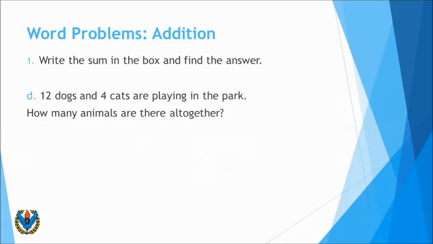Now let's look at part D. The word problem is 12 dogs and 4 cats are playing in the park. How many animals are there altogether? You can see in this word problem that we have to add 12 dogs and 4 cats.